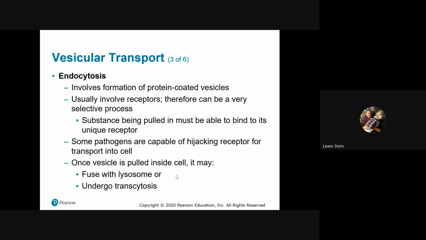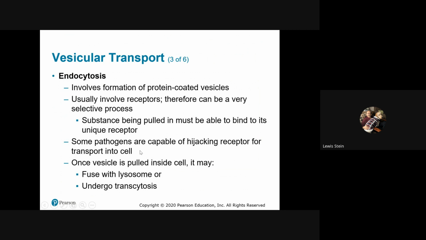So stuff comes along close to the cell, it triggers those receptors, and it causes basically a subtle shape change in the cell to start to envelop the particle. Okay, so the substance being pulled in has to be able to effectively bind to the receptors. And you'll see the difference with receptor mediated.